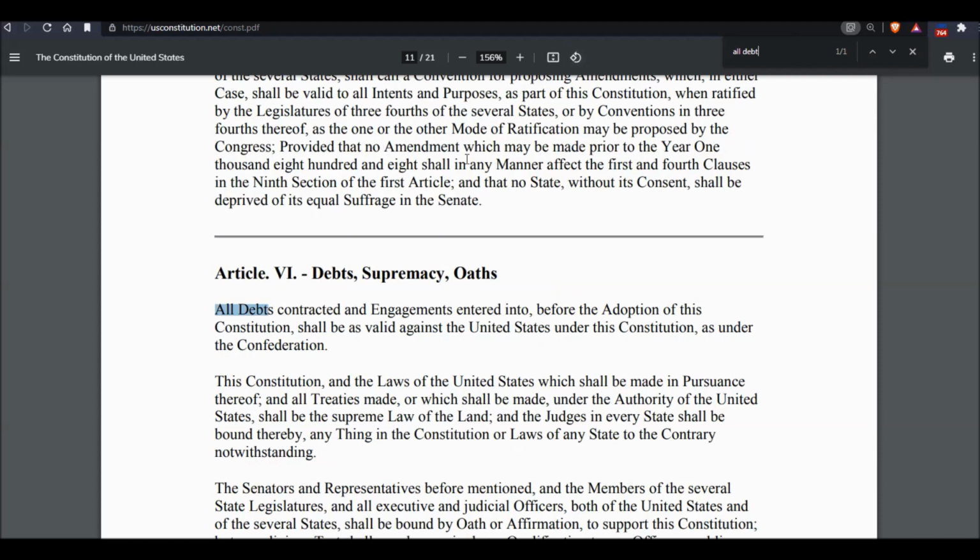Why? Because Article 6 talks about debts. All debts contracted and engagements entered into before the adoption of this Constitution shall be as valid against the United States under this Constitution as under the Confederation. Meaning there were other bodies of instrument before this Constitution that dealt with who the creditor was and who the debtor was. And the United States, right from the start, was always the debtor. So now you, the one who's saying that you're the creditor, you're going to the debtor saying, give me money. I thought the debtor wasn't supposed to have money.